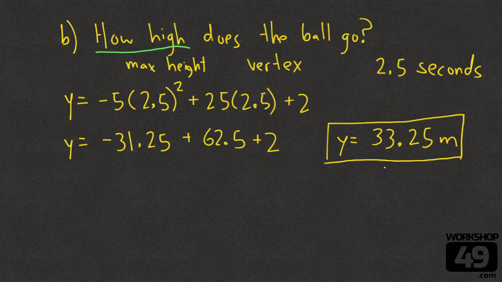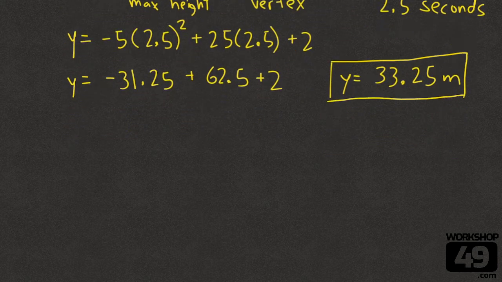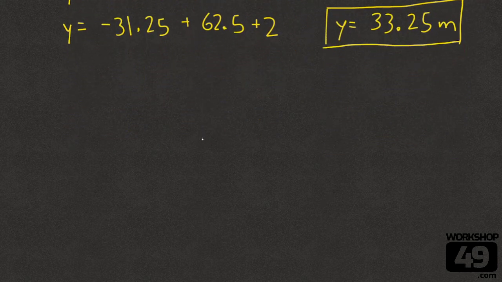Anytime we're talking about maximum, you know that we're talking about a vertex. When is it the highest? How high did it go? Always a vertex. In the next question, you're going to see how that changes, that we're not going to be looking at the vertex anymore.